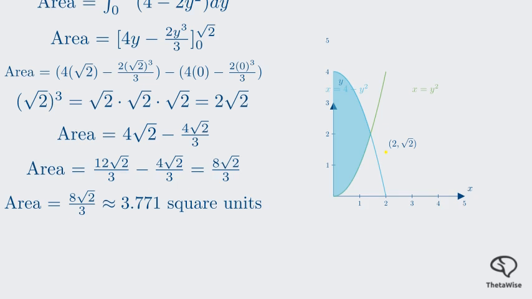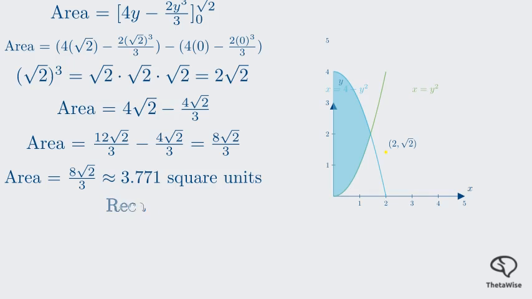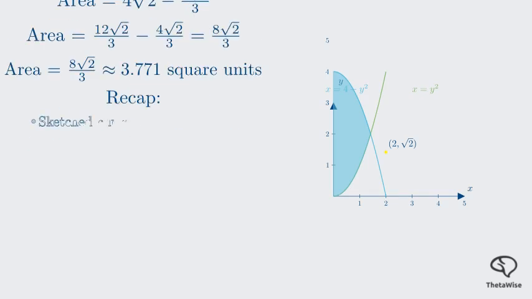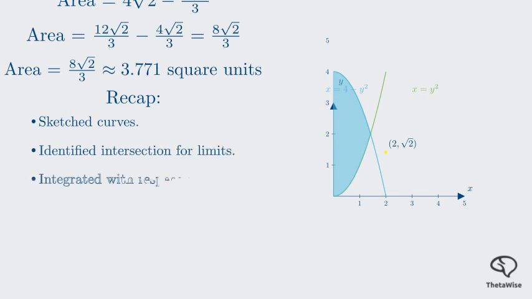Always choose the path that simplifies the integration. To recap, we successfully calculated the area by integrating with respect to y, which was the simpler method. We sketched the graphs, found the intersection point, identified the right and left functions, and performed the integration. Let's move on to our next problem.